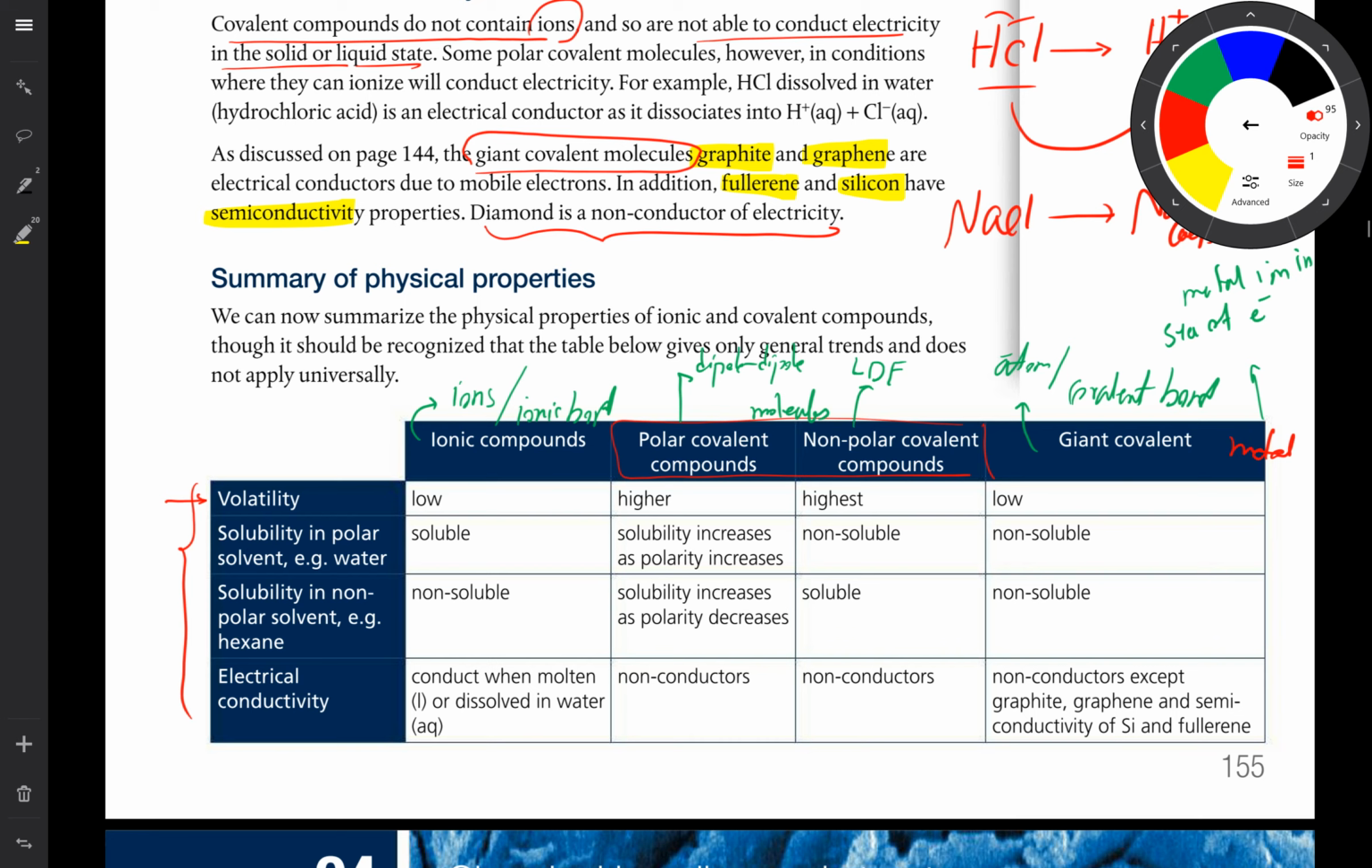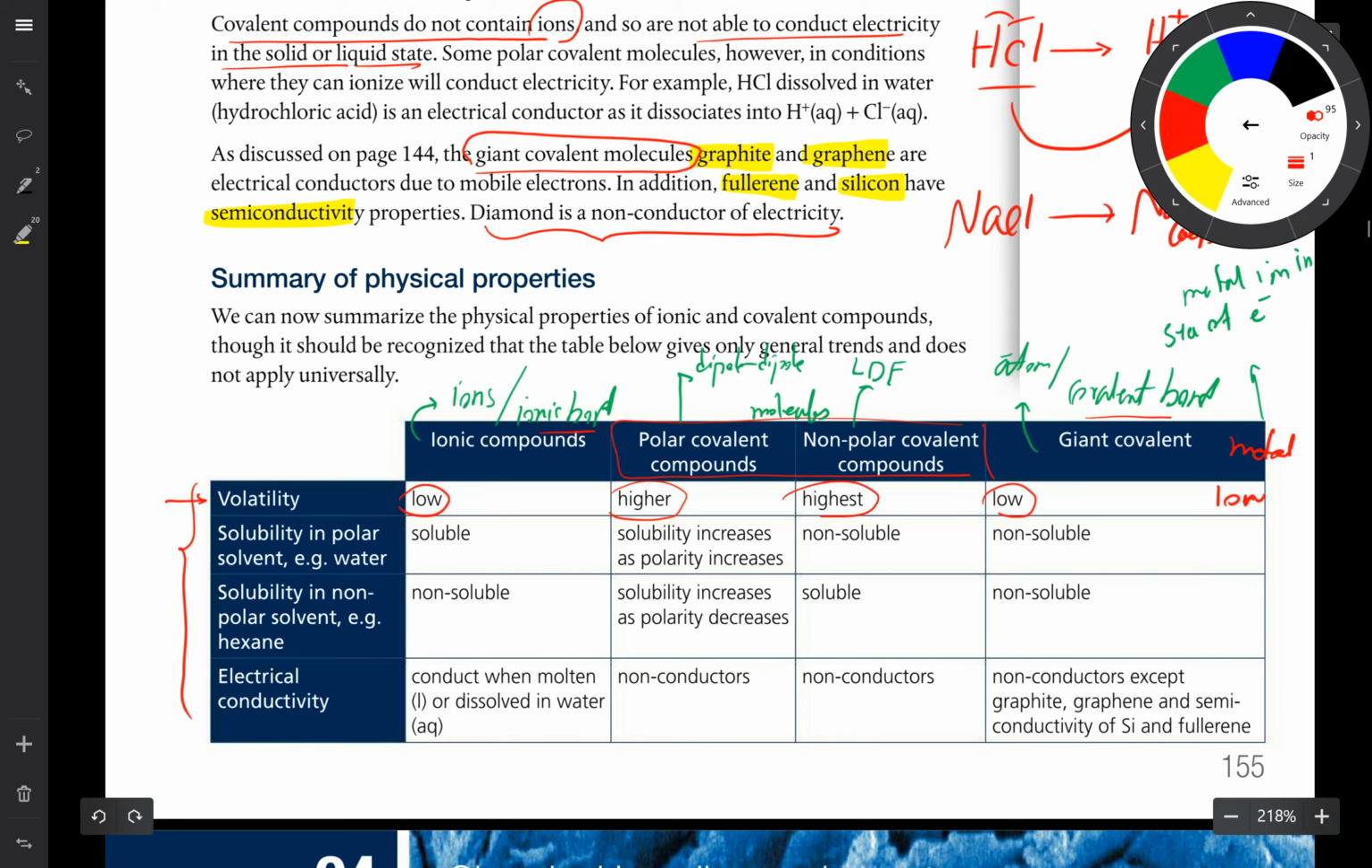Ionic compounds have very low volatility because of the strong ionic bonds between the ions. Giant covalent substances have very low volatility because of the strong covalent bonds between the atoms. Metals have low volatility because of the strong attraction between the metal ions and the sea of electrons. But for molecular compounds, the volatility is high.